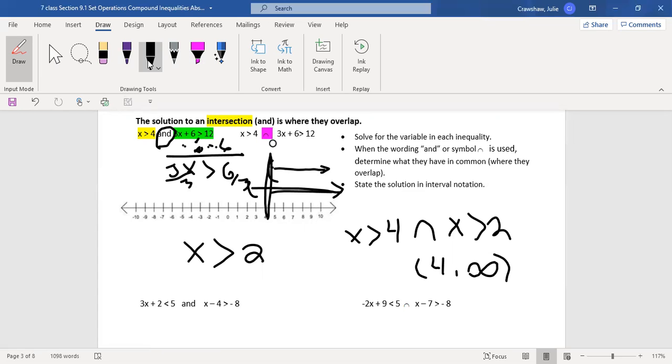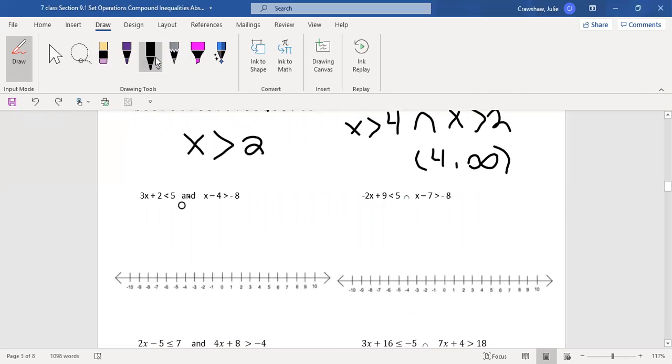So compound inequalities just mean that you have more than one inequality that you're comparing. And when you have the word and, you're determining where they overlap. Or if you have the symbol of an upside down U, you're asking yourself, where do these things overlap? Okay, so let's move down so we can solve these.